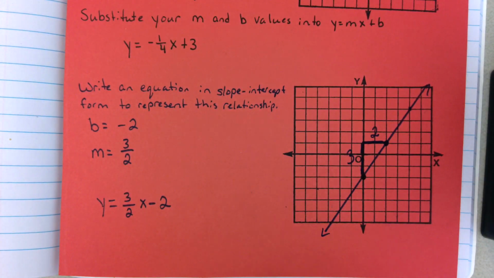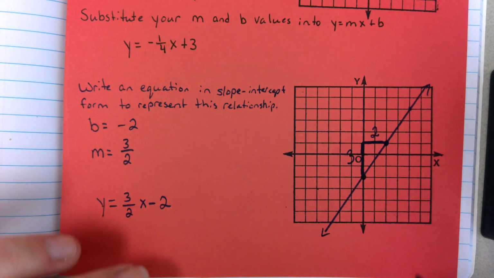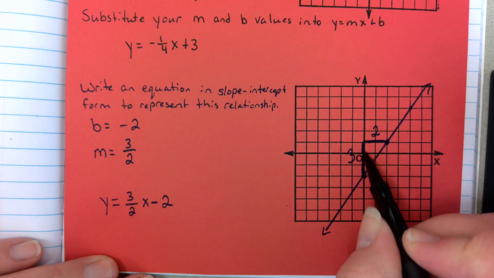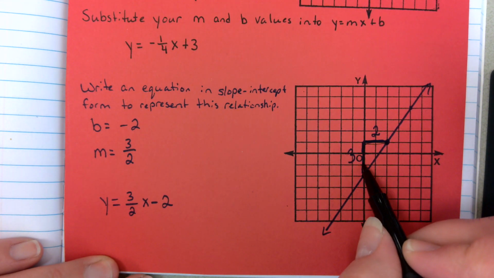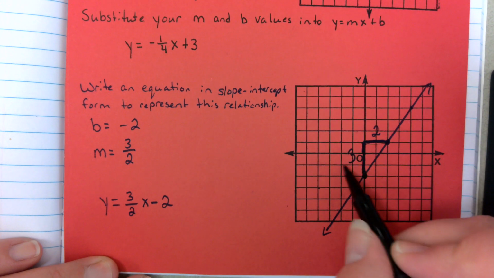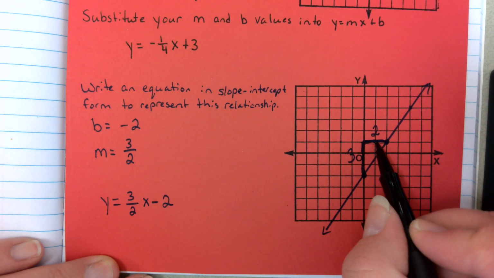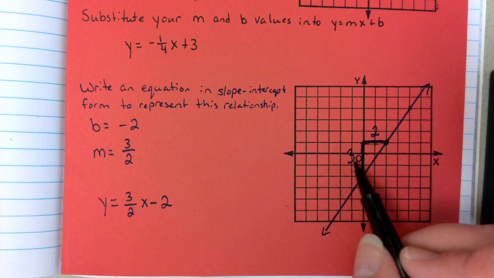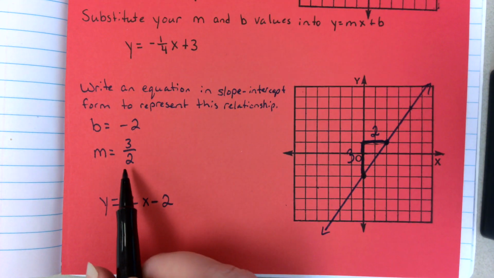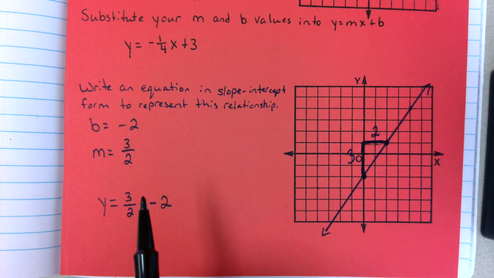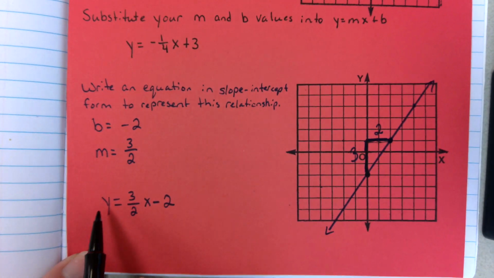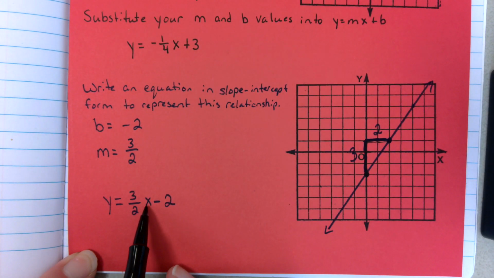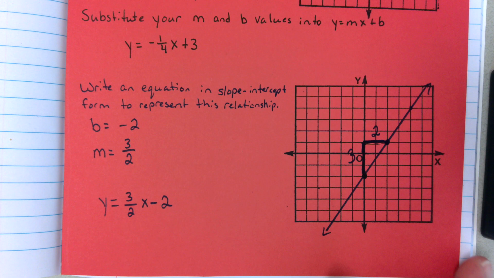Then I need to use rise over run to find my slope. So I've drawn my triangle here. I go up 1, 2, 3. So I've got my 3 here, and I run 1, 2, 2. So 3 over 2 is my slope. And then I input them into my slope-intercept form, and I get y equals 3 over 2x minus 2.